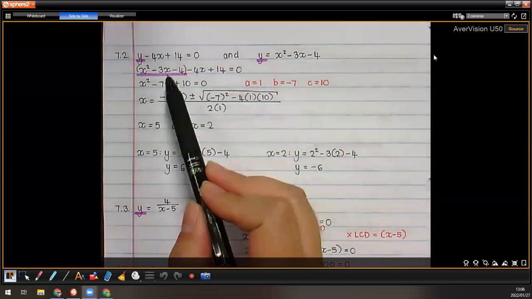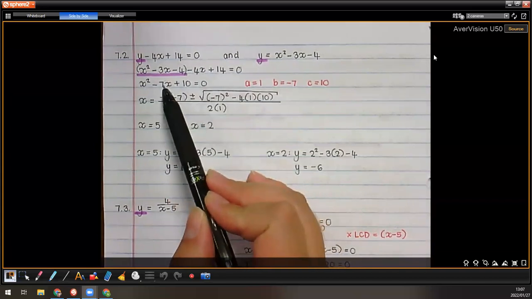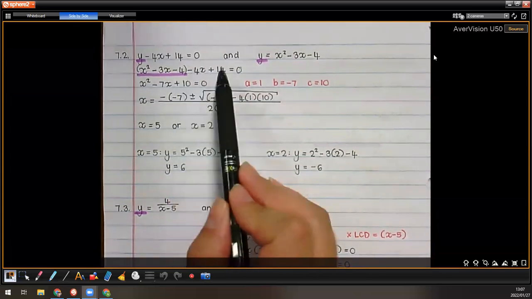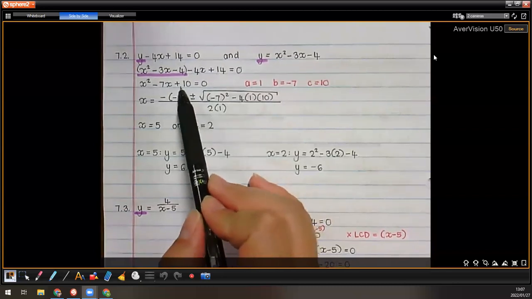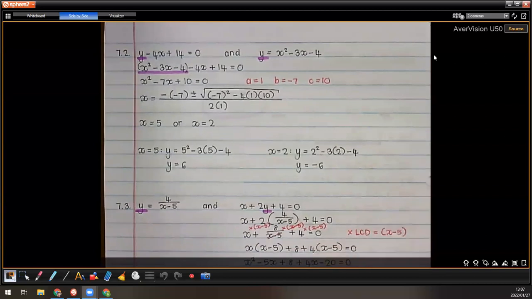Then you just have to collect your like terms. So x squared, negative 3x minus 4x is negative 7x. And you have negative 4 plus 14, which is plus 10. Right? Again, you can use the quadratic formula, or you can factorize if you wanted to. Get those two x values, and then you use those two x values to get your y values.